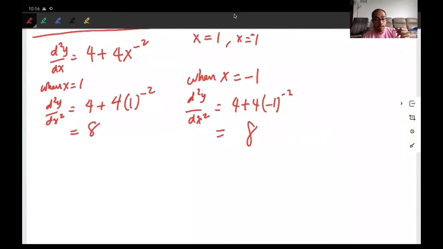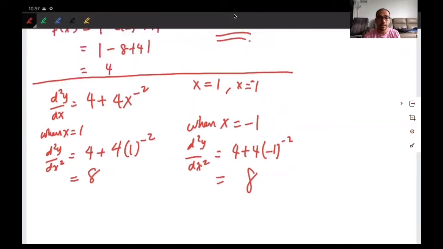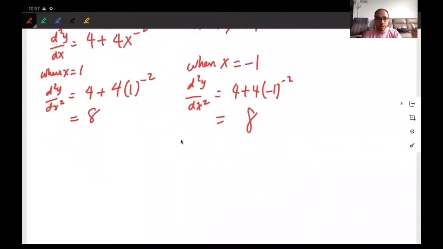Okay, fine. In real cases, unless I differentiated this wrongly, did I differentiate this wrongly? 4 plus 4 over x squared. That's correct. So if x is 1, 4 plus 4 is 8. If x is negative 1, it's still 8. Oh, okay, fine. We just take it as it is. So, this is the case.